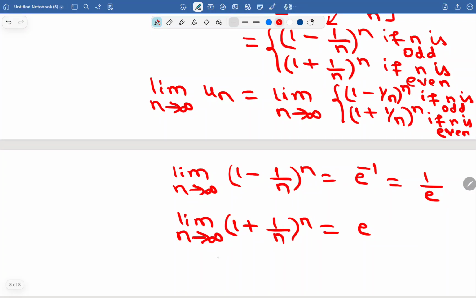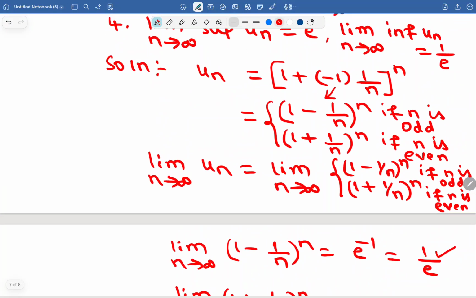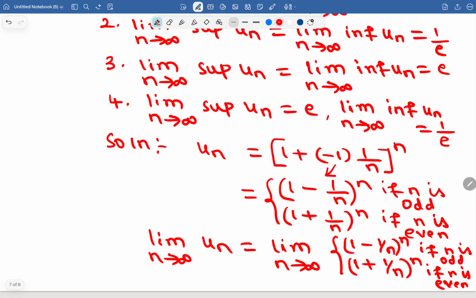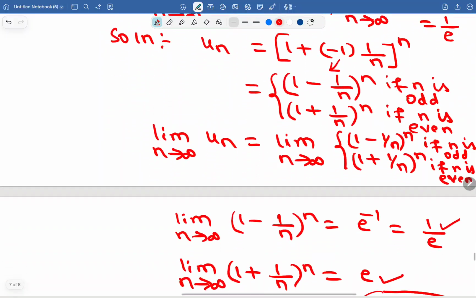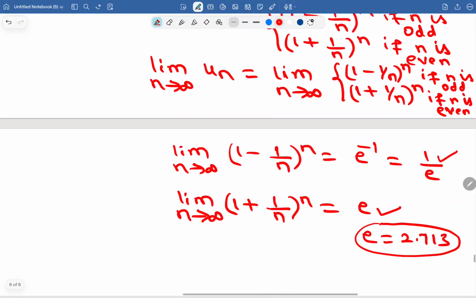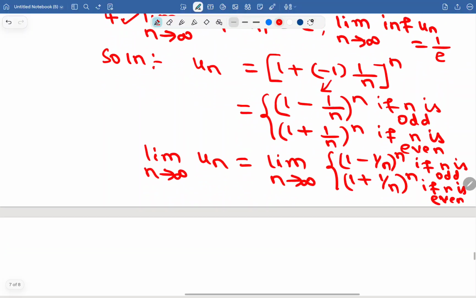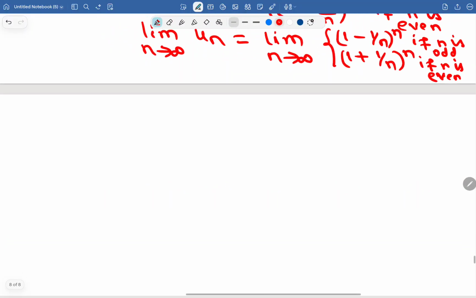Therefore, supremum is e, infimum is 1 by e, because value for e is 2.713. For this problem, fourth one is the correct one. Supremum of un is e, limit supremum un is e, limit infimum un is 1 by e.